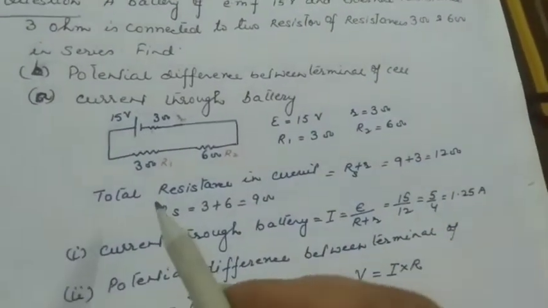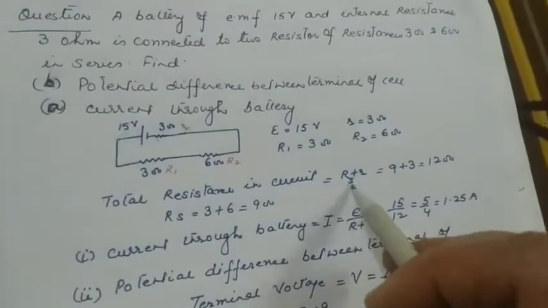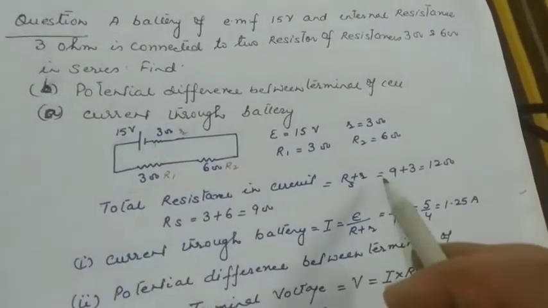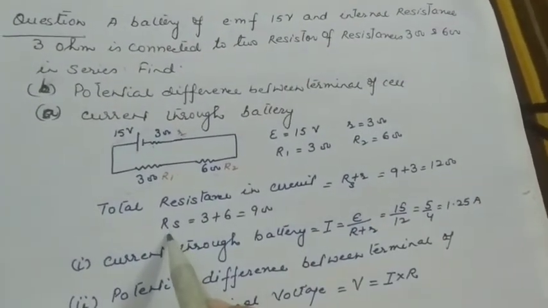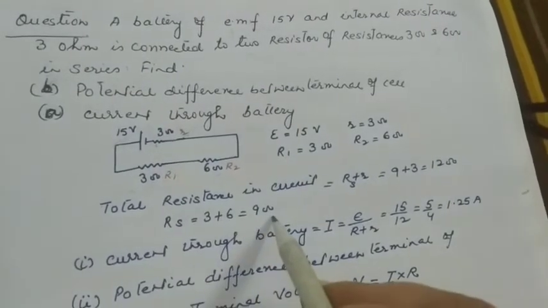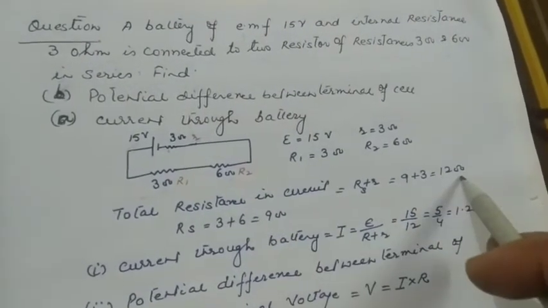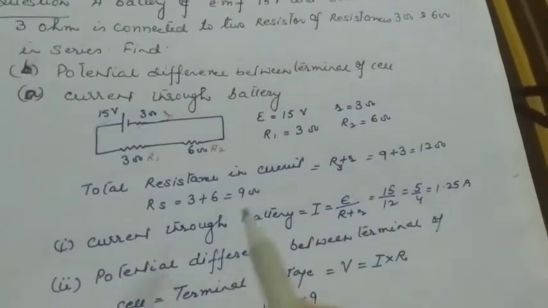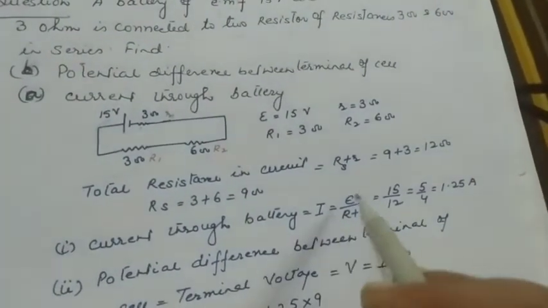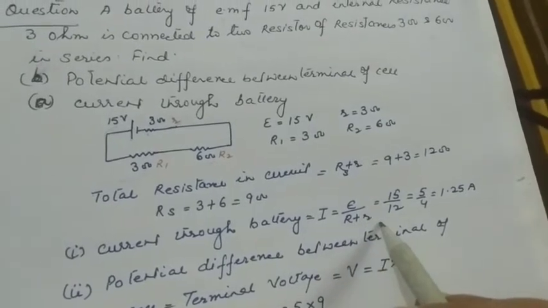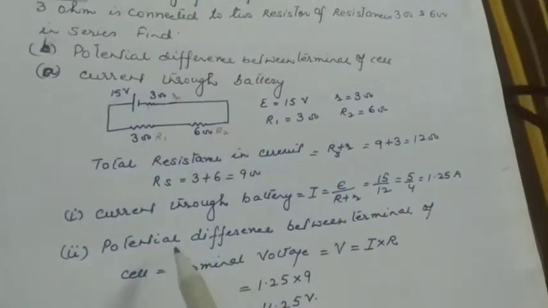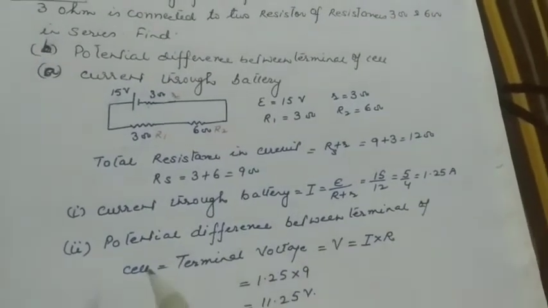See here how. Total resistance in the circuit is Rs plus r, Rs as the series result. Rs I have already found out here. Rs is equal to 3 plus 6 is equal to 9 ohm. So 9 plus 3, 12 ohm, means 12 ohm as the total resistance, internal plus external. Current through the battery I is equal to E upon R plus r. So what is the answer? 1.25 ampere.